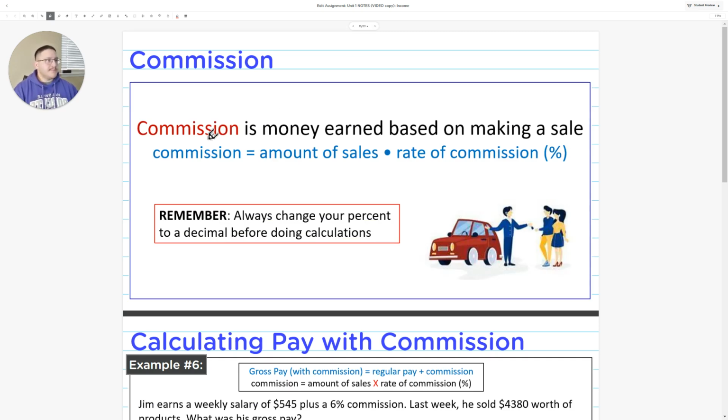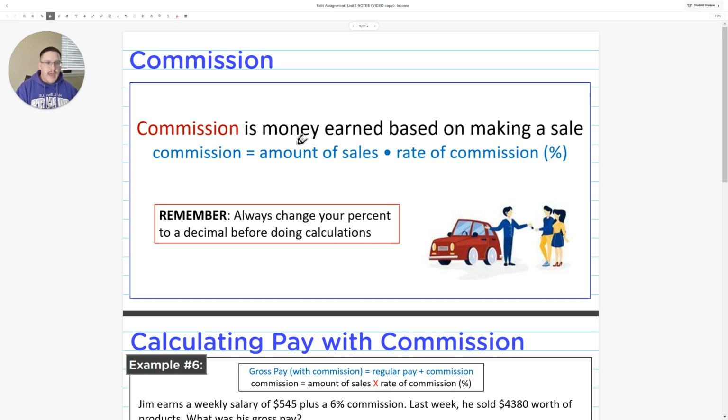Commission. Commission is money earned based on making a sale. So the commission equals the amount of sales times the rate of the commission. And again, just as a reminder, always change a percent to a decimal before doing calculations. So, commission, you have a base wage that you're paid per hour, but you get the added bonus of a percentage of all the sales that you make for that day, that week, etc.